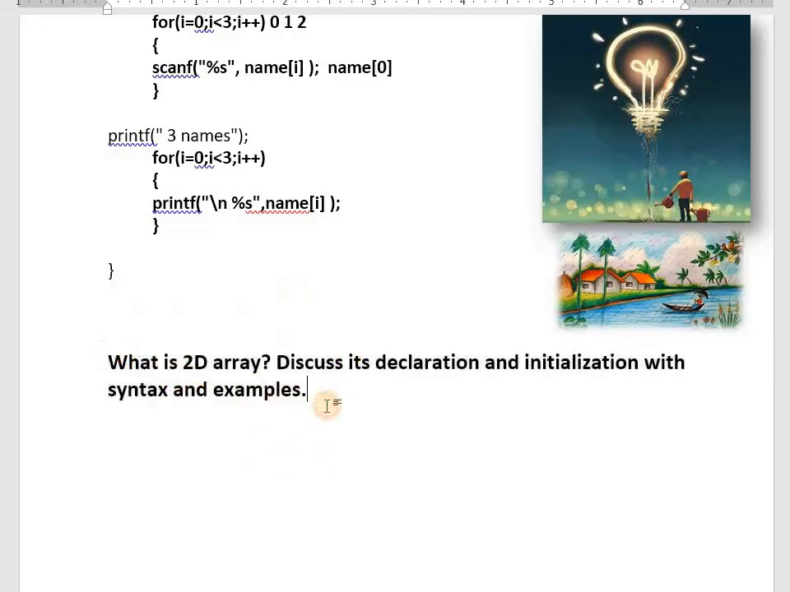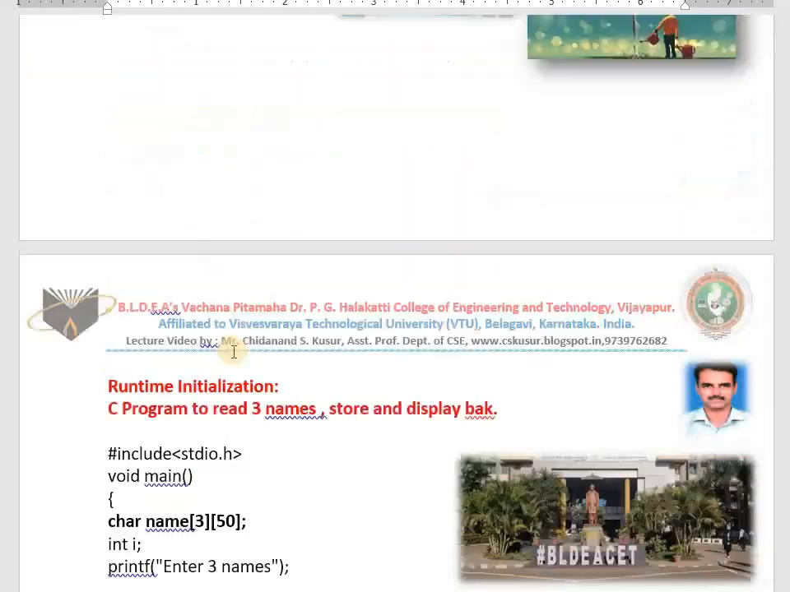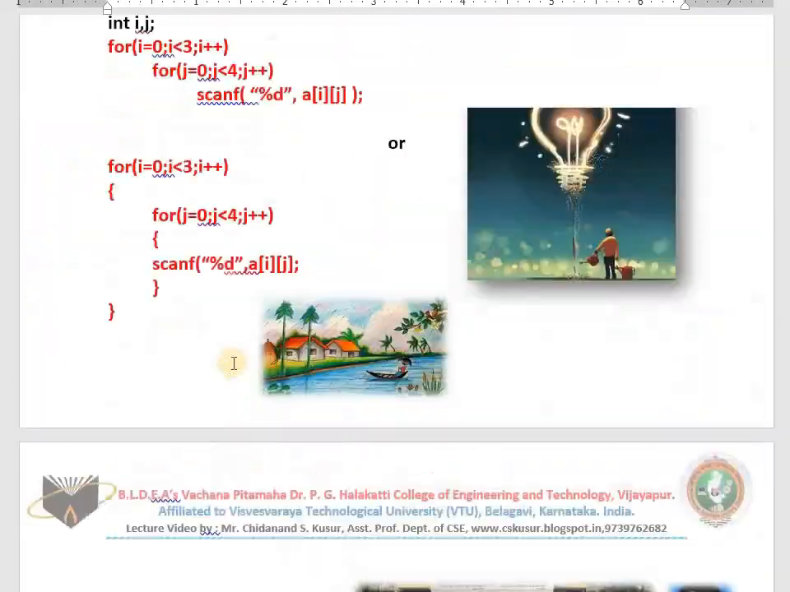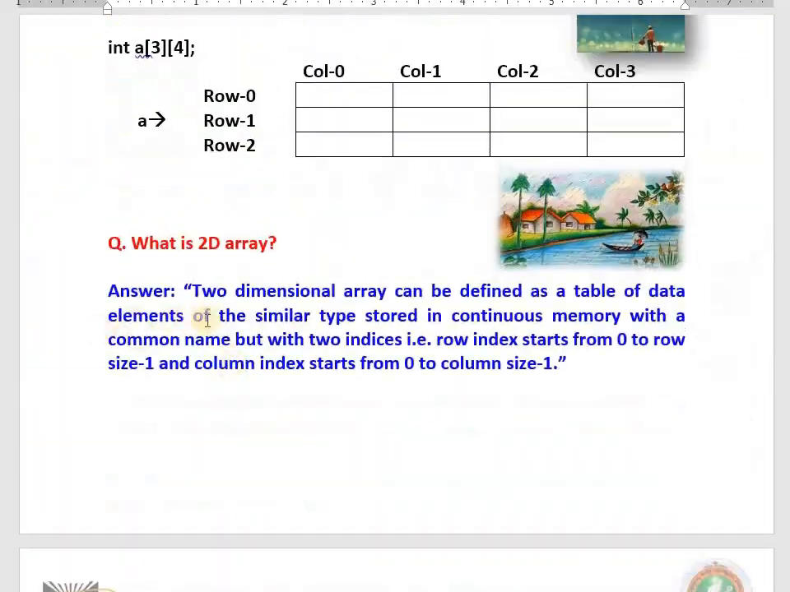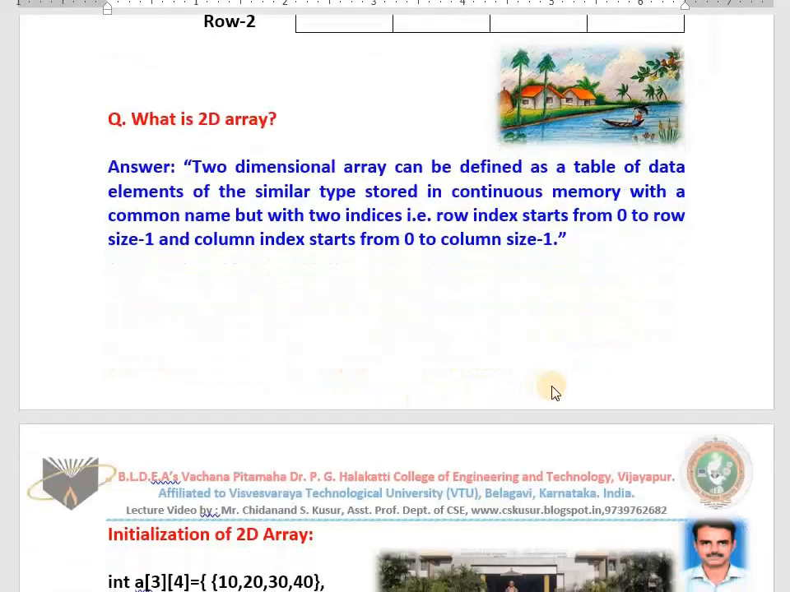Already you know what is a 2D array, what is declaration, and what is initialization, I told you. What is a 2D array? This one you try. A two-dimensional array can be defined as a table of data elements of the same data type stored in continuous memory with a common name but with two different indices. Row index starts from 0 and ends with row size minus 1. Column index starts from 0 and ends with column size minus 1.